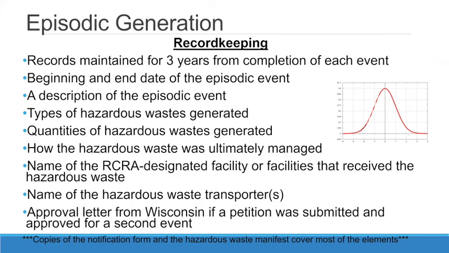Record keeping. So there are some record keeping requirements. These records need to be retained for 3 years. So you need to have the beginning and end dates of the episodic event, a description of the episodic event, the types and quantities of hazardous waste generated during the event, a description of how the hazardous waste was managed, as well as the name of the TSD facility that is receiving the hazardous waste, the names of the hazardous waste transporters, and if you petition for a second episodic event, you need to have a copy of the department's approval letter. Next slide, please.